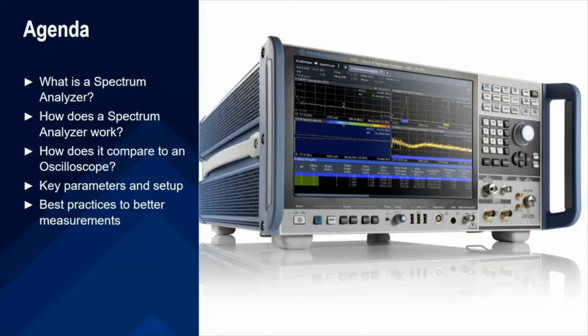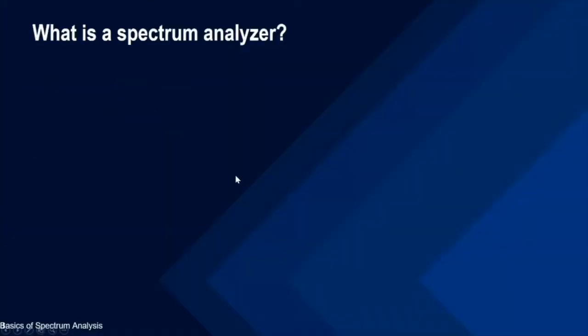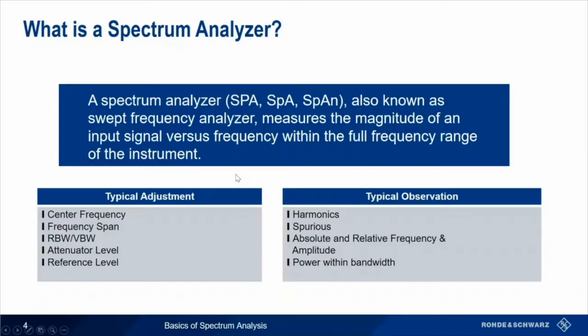to make better measurements. So there are some things that we can do to improve the measurements, and while most of the examples that I'll use today are from a Rohde and Schwarz spectrum analyzer, everything that we talk about really applies to any spectrum analyzer that you might use. So again, let's start with what is a spectrum analyzer.